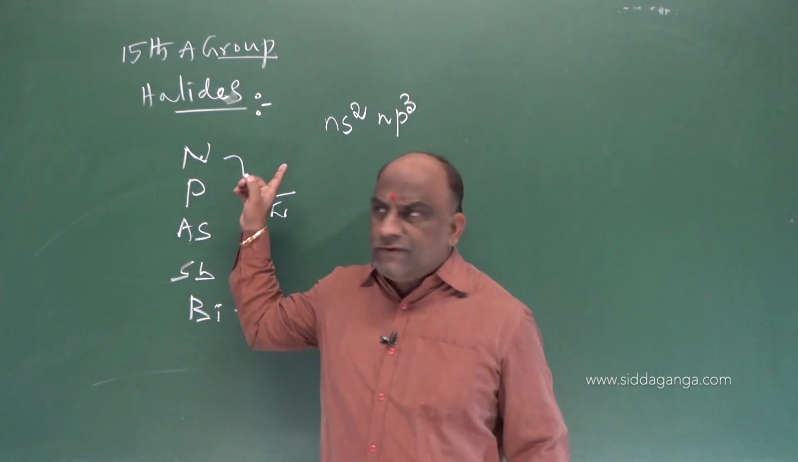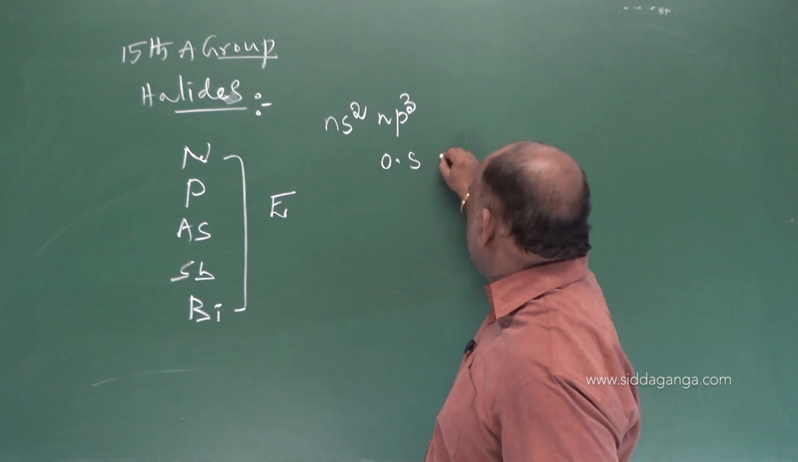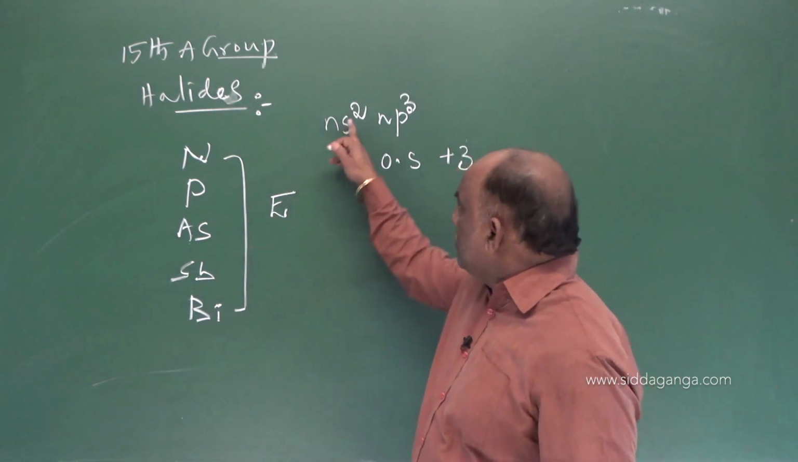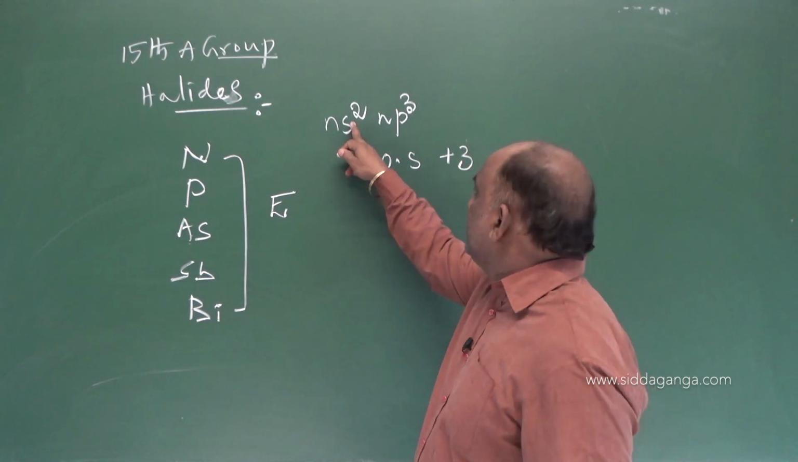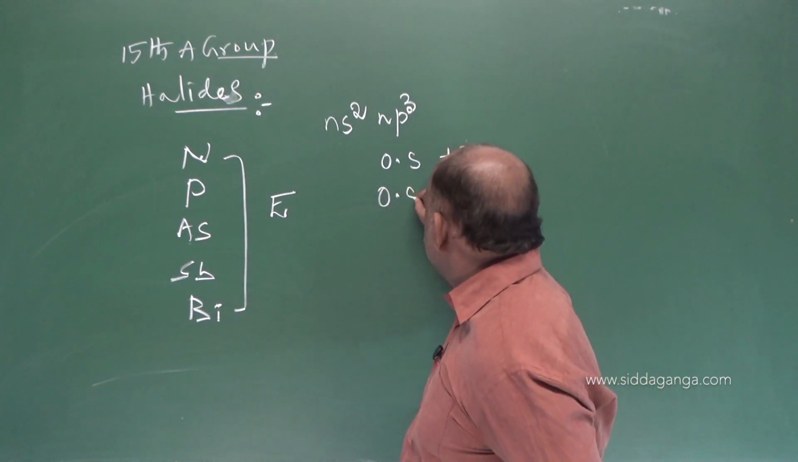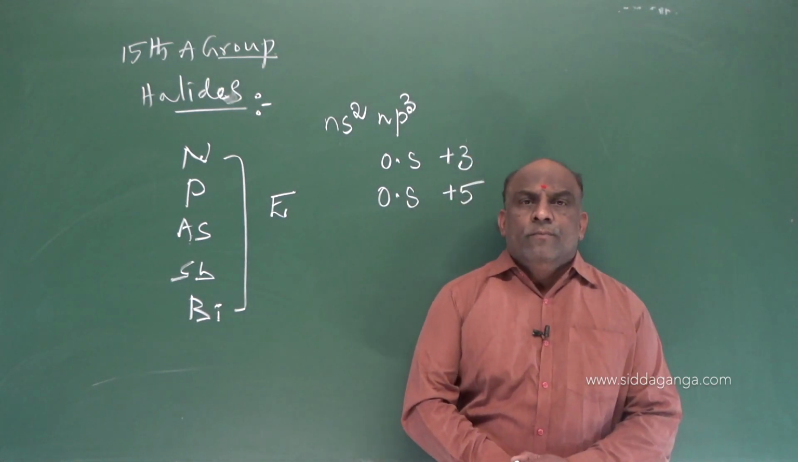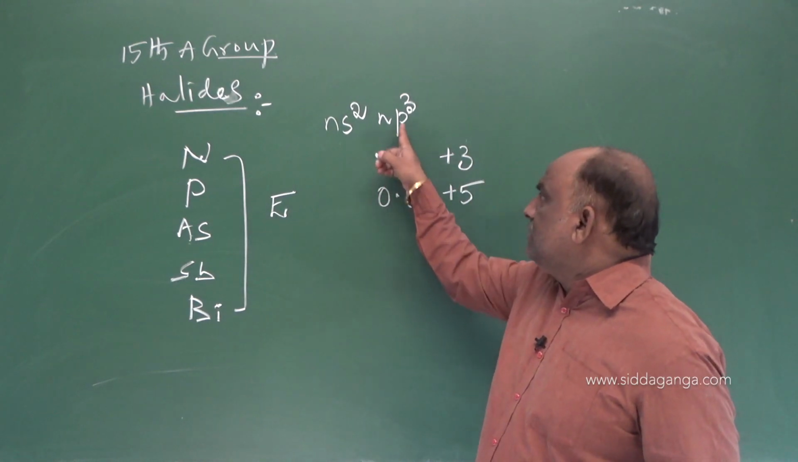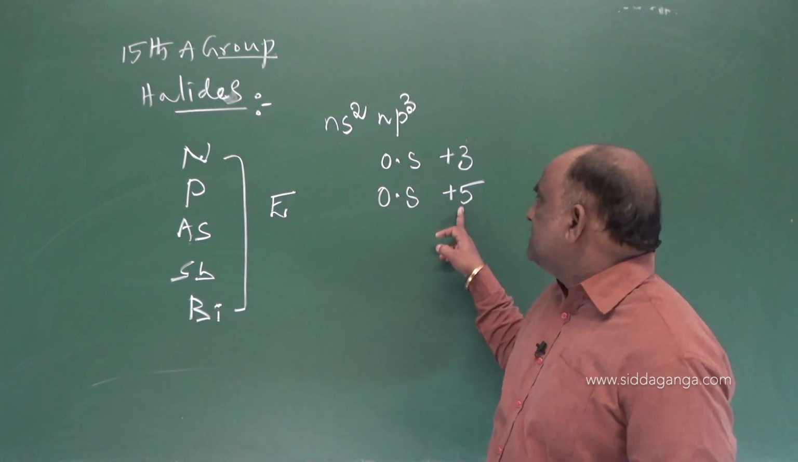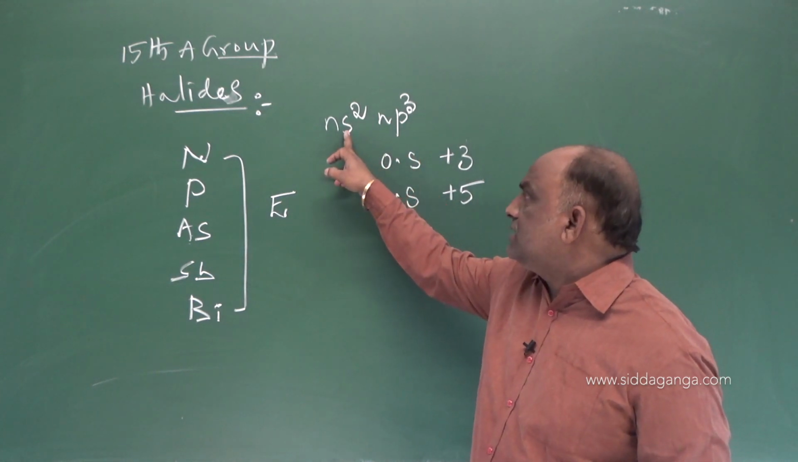Removal of 3 electrons from the outermost shell gives the oxidation state of the 15th A group element as +3. Removal of 2 more electrons from the s orbital gives a total of 3 plus 2 equals 5 electrons, so the oxidation state is +5. The +3 oxidation state is removal of 3 electrons from the p orbital. The +5 oxidation state is removal of 3 electrons from the p orbital and 2 electrons from the s orbital.